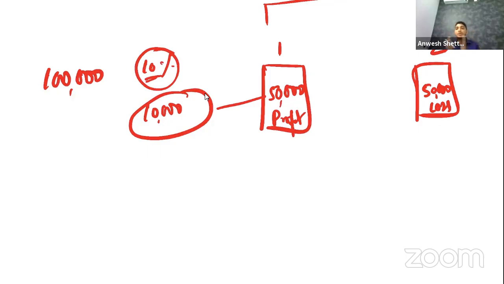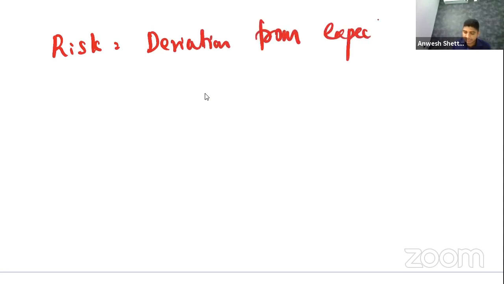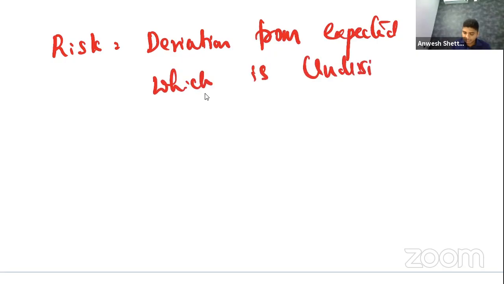But look at possibility number 2. You wanted 10,000, but you are getting a 50,000 loss. So there is again a deviation of 60,000 rupees, but this is an undesired deviation. That is what risk is. So what is risk? Risk is deviation from expected result, which is undesirable. This is what risk is.